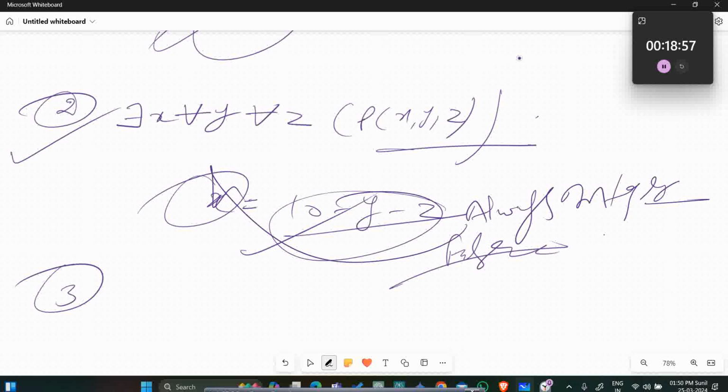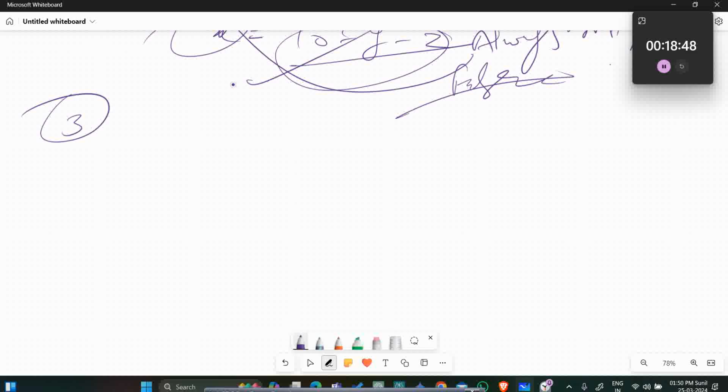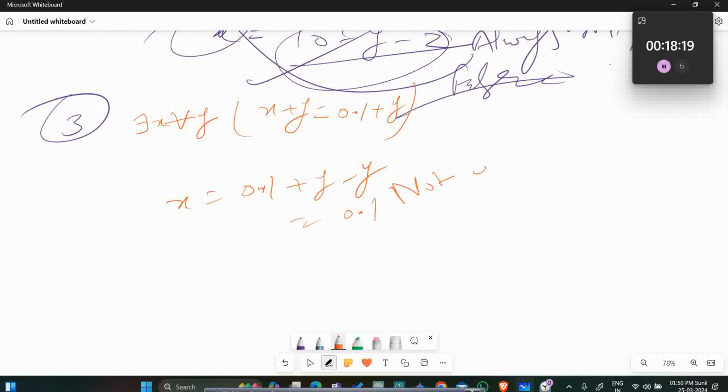Alright, welcome back guys. And next example is there exists some x for all y for which x plus y is equal to 1 over 1 plus y. Right? So x is equal to 1 over 1 plus y minus y, which is not an integer. This is false.